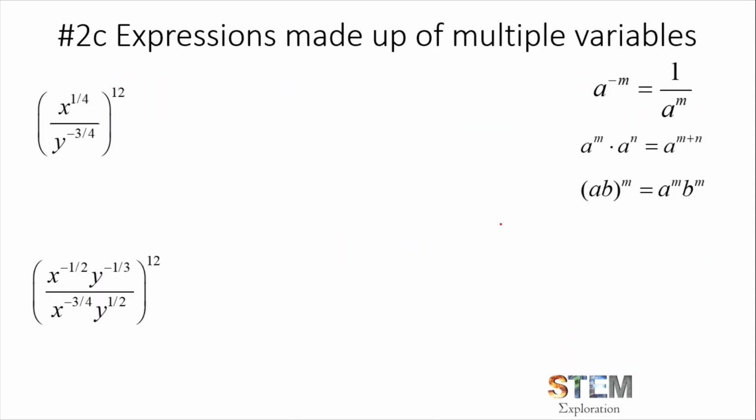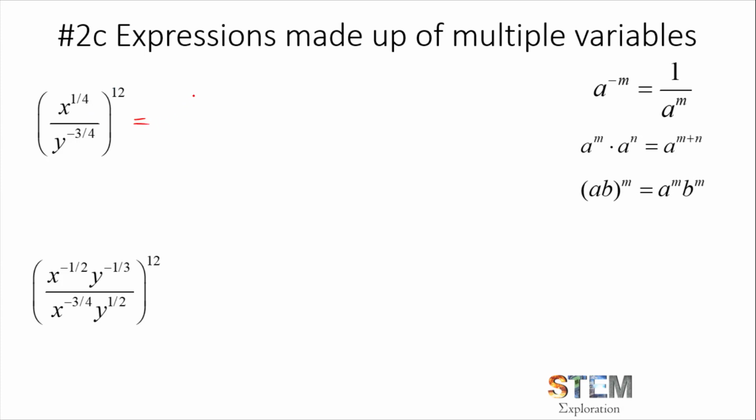Now, the last example that I want to talk about here are expressions made up of multiple variables. So I have x and y that's present here. And I made a couple examples, and I want to do a really similar circumstance here. So if we have x to the 1/4 power and y to the -3/4 power, I think I will do the situation where I just distribute the 12 to both of these circumstances. There's no reason to combine them right away.